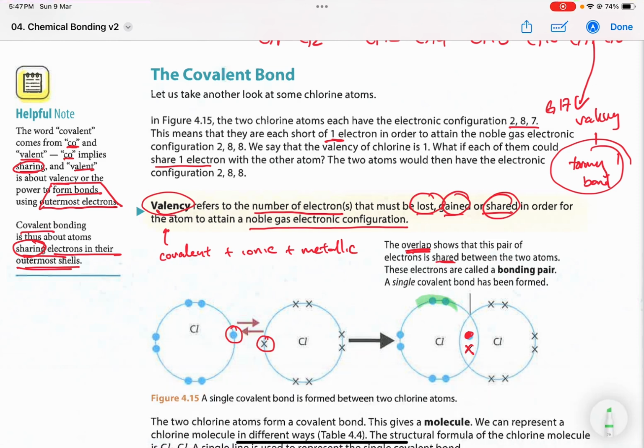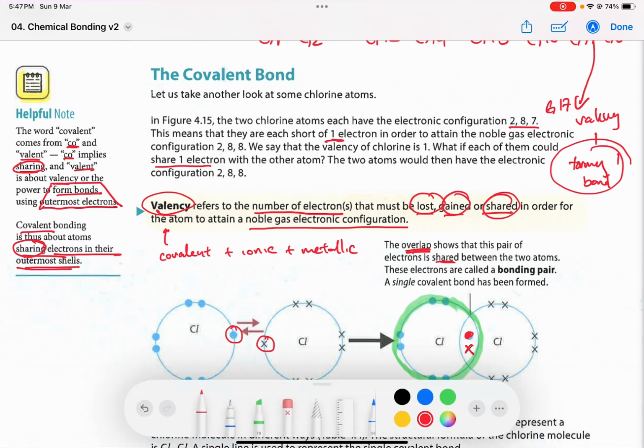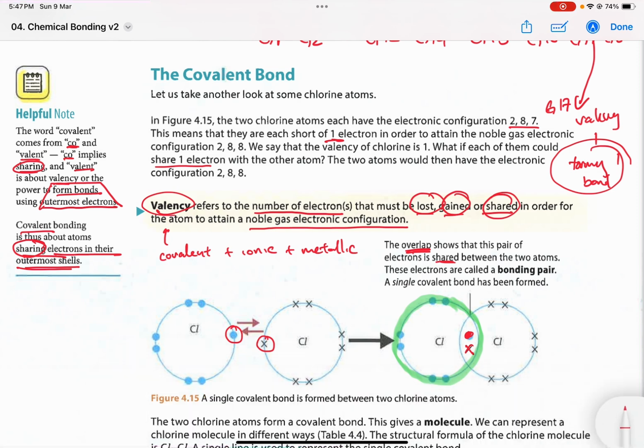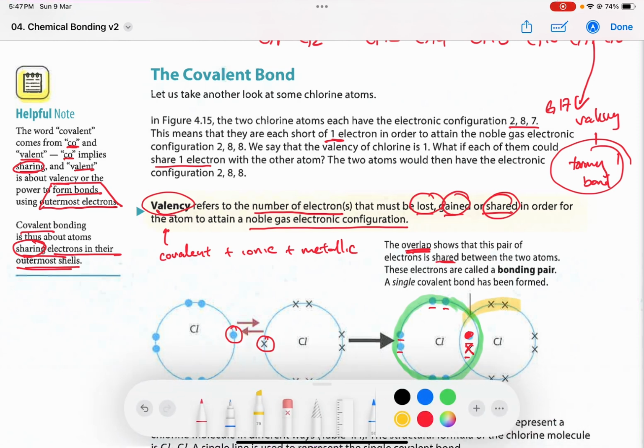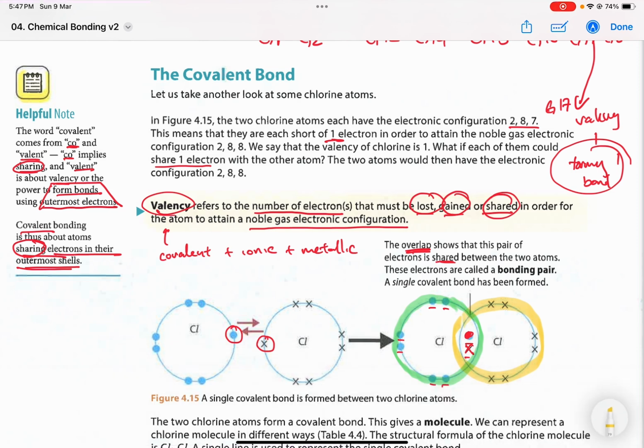Imagine this green circle represents the chlorine on the left-hand side. How many electrons does it have? 1, 2, 3, 4, 5, 6, 7, 8. 8 in the valence shell. It now has a noble gas electronic structure. Let's look at the right-hand side. Anything within this yellow circle belongs to the right-hand chlorine. It also has 1, 2, 3, 4, 5, 6, 7, 8, so 8 valence electrons. By each one sharing 1 electron, both atoms attain a noble gas electronic configuration.